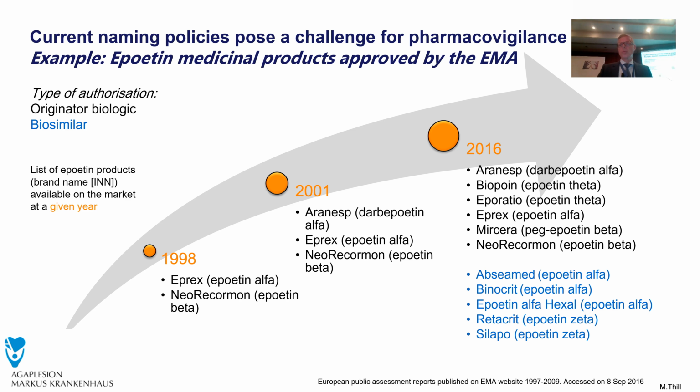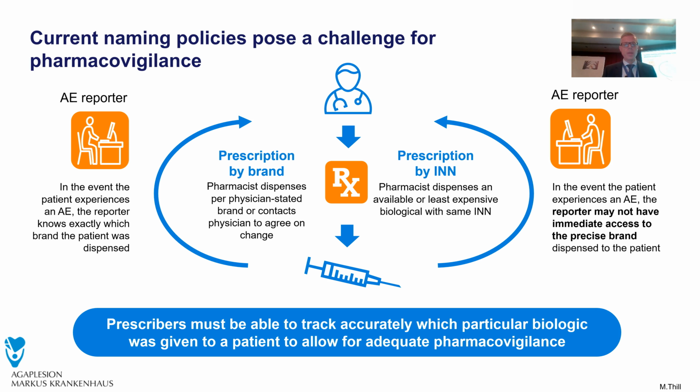You see that the number of EPOs, for example, increased, and if you prescribe by INN, then you have Epoetin, and you can distinguish this by Epoetin theta, so a Greek letter, Epoetin zeta, alpha, and so on. But then you have different Epoetins alpha and different Epoetins zeta, and then you get mixed up when you prescribe just an Epoetin alpha for my patient.